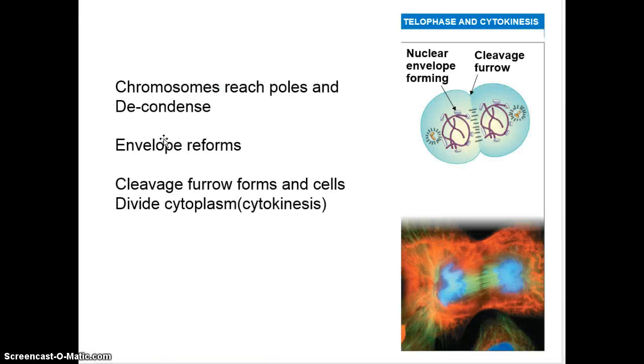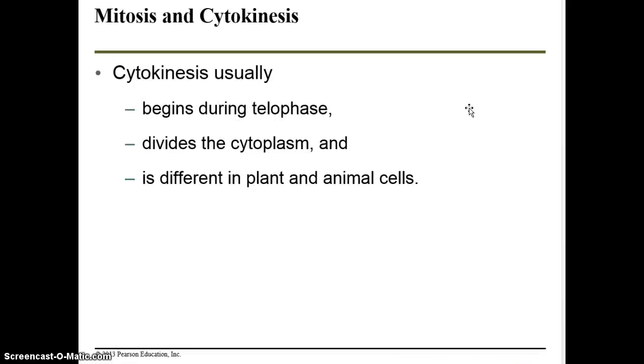Then you get to telophase, which is basically prophase in reverse. So in prophase, the chromosomes condensed. In telophase, the chromosomes relax or decondense and go back to being chromatin. The nuclear envelope reforms, and then you get what is called a cleavage furrow, which is just where the two cells start pinching off from each other, and it's at this time, the end of telophase, that cytokinesis takes place.